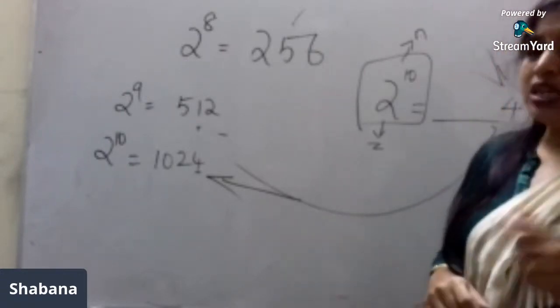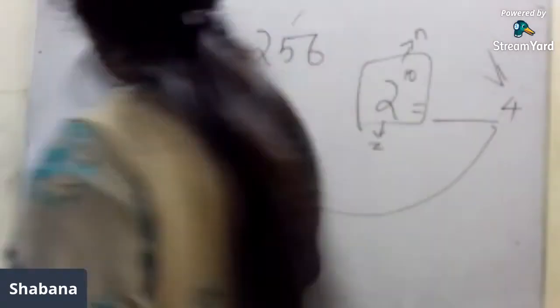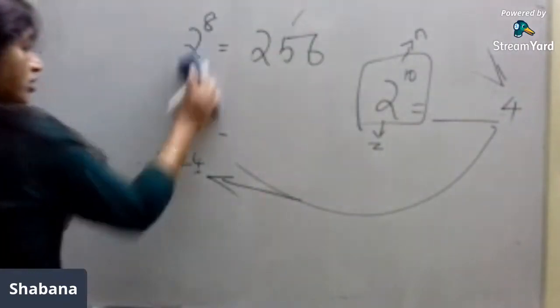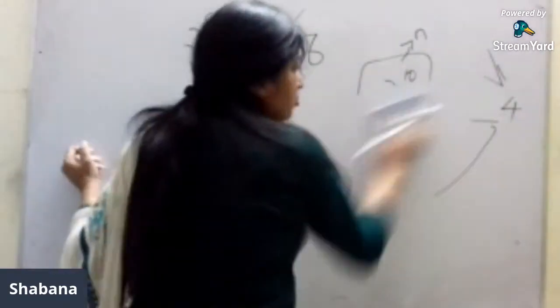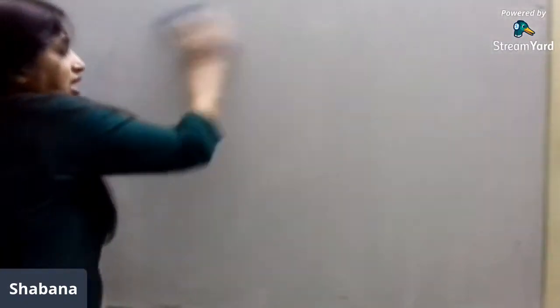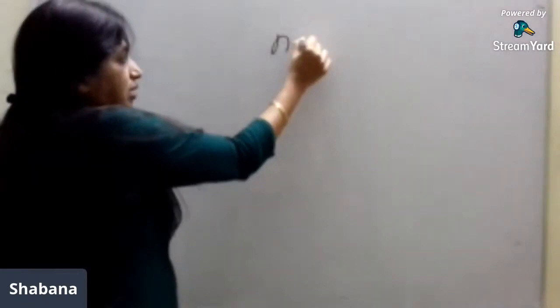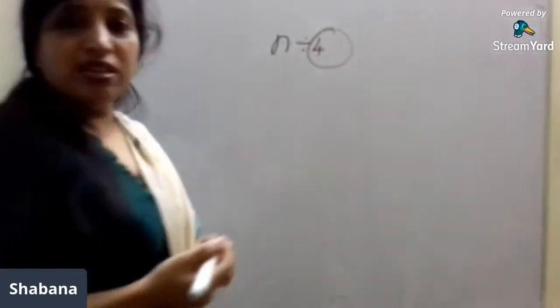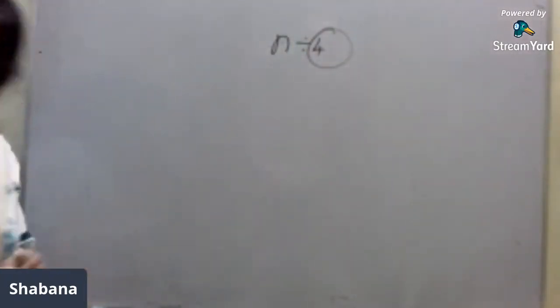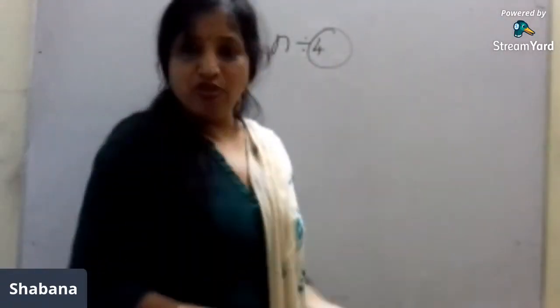Now, I have one more question. Why is it that I should divide by 4 and not by any other number? What is the reason? The power, that is the value of n, I'm dividing it by 4. Why is it 4 and not any other number? Have you ever thought about it? What is the speciality of 4 here?